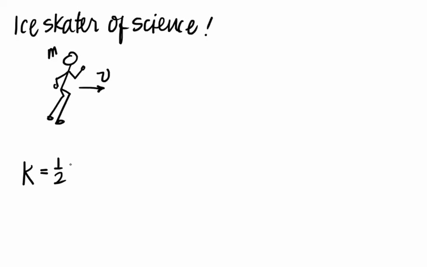We'd have like 1/2 mv squared. Okay, and do you remember what momentum is? Momentum, isn't it mass times velocity? And truly it's a vector, so it has a direction. So then our ice skater goes along this straight line, and she then throws that leg out.